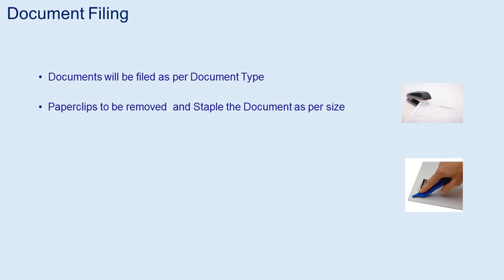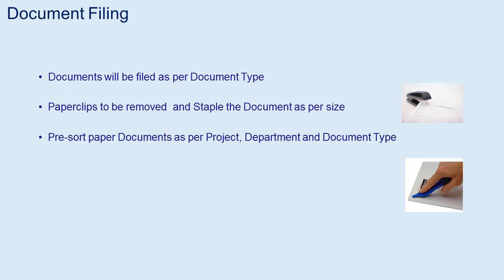Paper clips to be removed and staple the document as per size. Sometimes this mistake is made: when we file the document, it is filed with paper clips, which come out when you quite often remove the documents from the files, and it happens that they are lost with other papers. So to avoid this, you should remove the paper clips and put a staple to the set of documents before filing them.